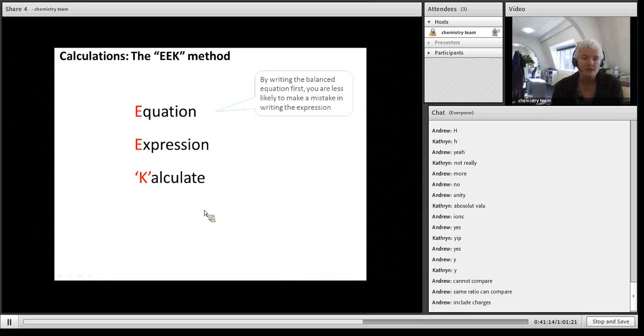And what I've got here is this: the EQ is before EX, which is before K. So it's in alphabetical order, so you know you write the equation before your expression. And I think that's quite obvious anyway.